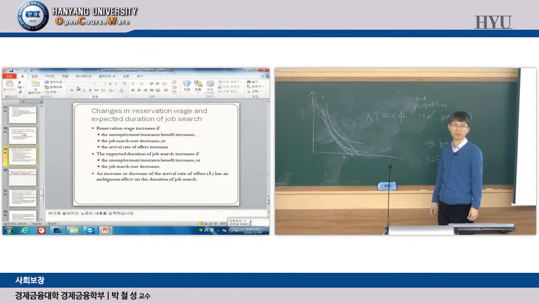Yeah, in that way. So for example, an increase of job arrival rate, let's say, increases your reservation wage by a lot, then it's likely that your unemployment duration will be longer. Okay, but if the effect is small, then probably shorter.